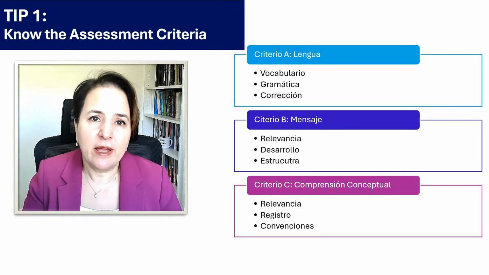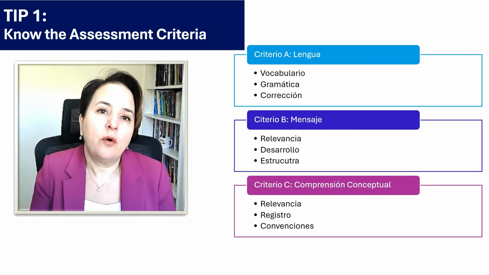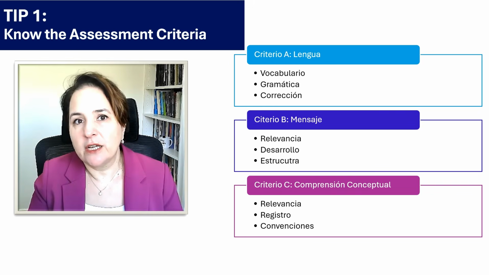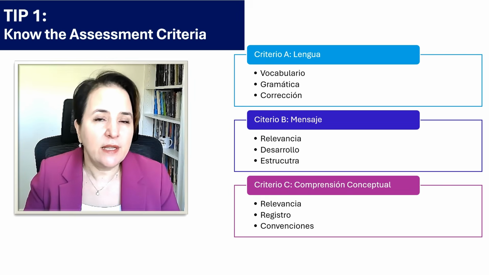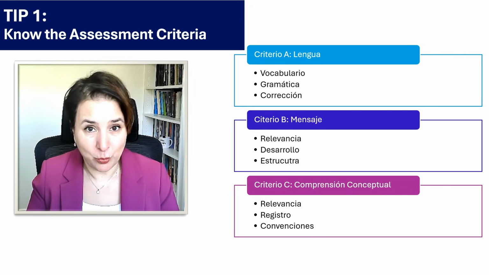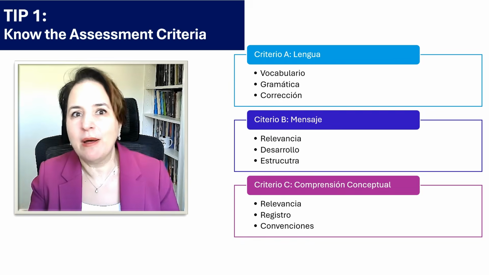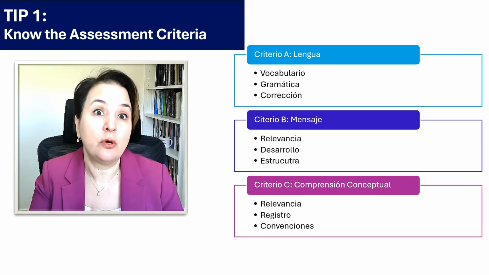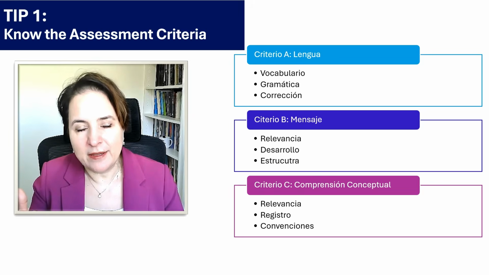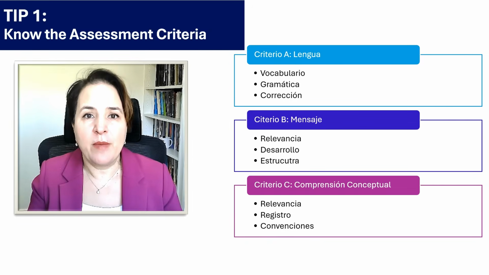The second criteria, criteria B, is about the message, so the content of your paper. So again, 3 subsections here. So the first one is, are your ideas relevant? Make sure that when you are planning what to write, that I hope you will plan, is relevant to the question. So if the question is about the environment, you're not going to be talking about your last holiday, for instance. So relevant ideas. The second aspect is the development of those ideas.